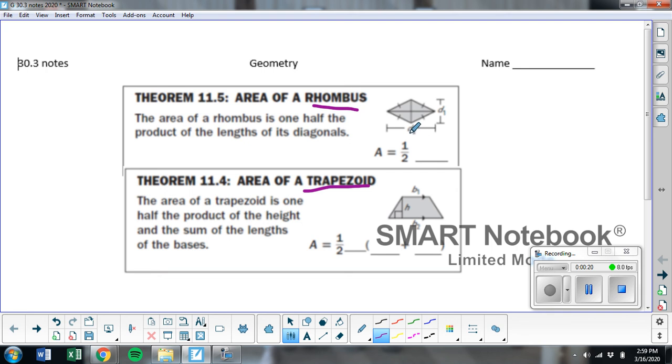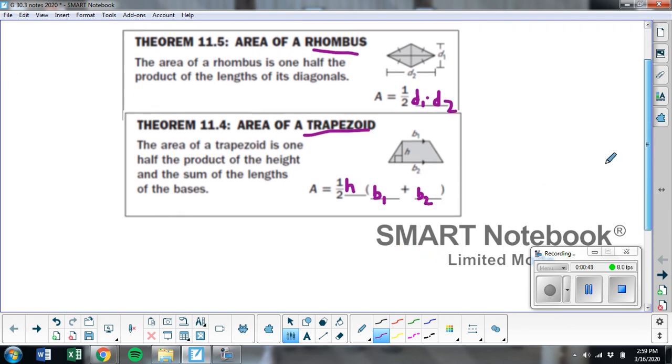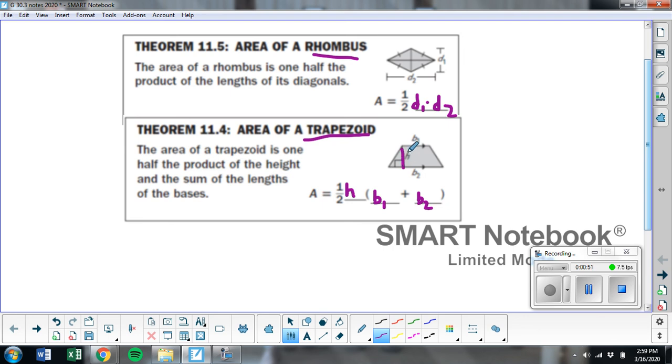So the formula for area of a rhombus is 1/2 diagonal 1 times diagonal 2. The formula for trapezoid is 1/2 height, base 1 plus base 2. You'll notice that the height here has to be perpendicular, just like it did when we did the notes yesterday, to the two bases. So base 1 and base 2, doesn't matter which one's which because you're just adding. The height has to be perpendicular.